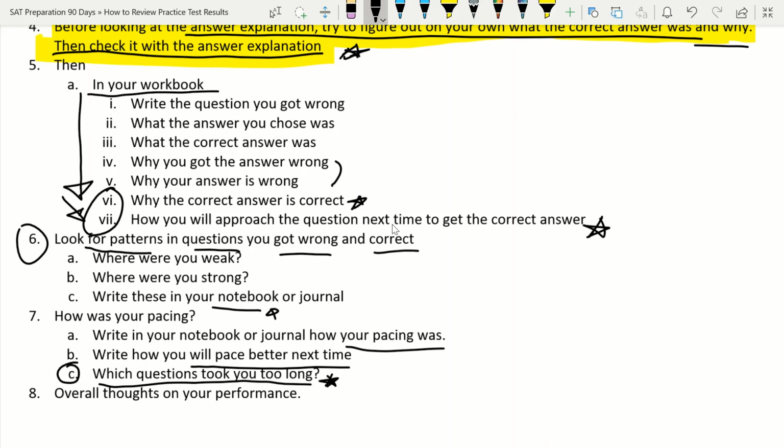All right, so the final thing you're going to do for each section is going to be your overall thoughts on your performance. So do you think that you did really good, really bad, and then where do you think you can improve? What do you want to do differently next time?